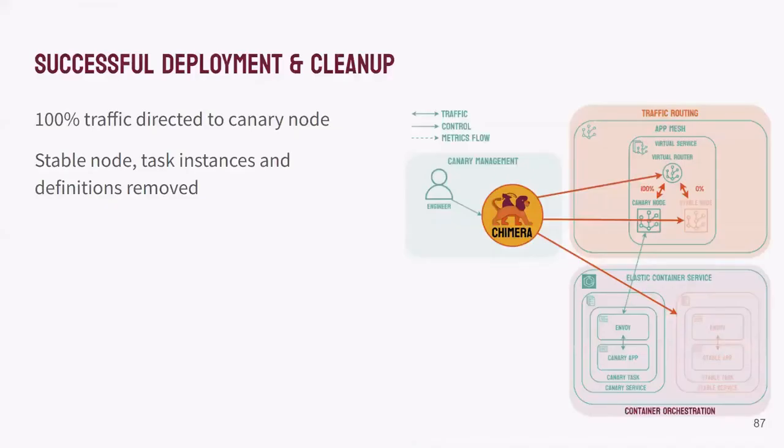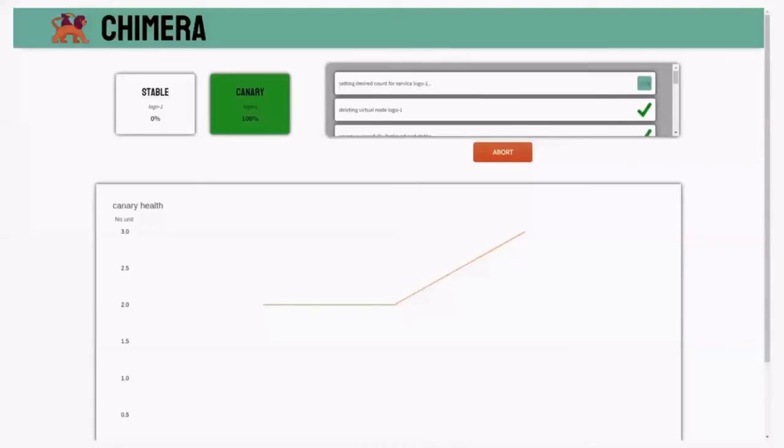So when deployment does succeed, Chimera begins cleaning up the old service in a process that's very similar to the rollback of a failed deployment. So it's going to tear down and remove the virtual node, task instances, and definitions of the original service, the black and white logo app. So here, our devs watch as the Canary health metrics indicate a successful deployment. And all traffic is now directed to the Canary, the color logo app, and the stable node services and task definitions are removed.